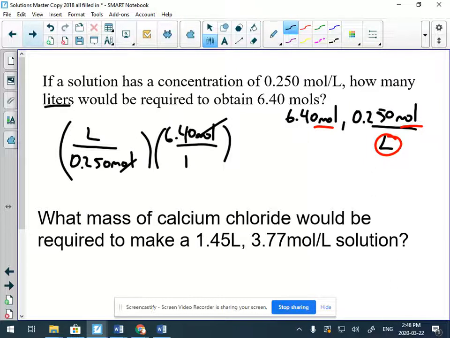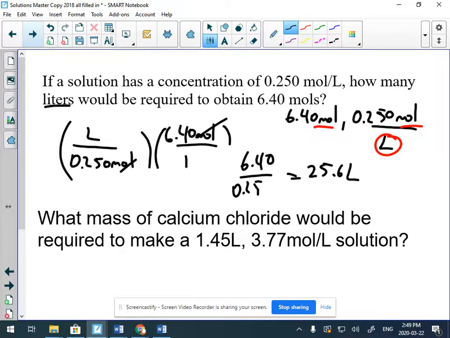Is it really 6? That's a lot of moles. Okay, 6.40 mole divided by 0.250 mole. Oh yeah, the liters are on top. Let's just do the math. 6.4 over 0.25. How many liters is that? 6.4 divided by 0.25 gives me 25.6 liters.